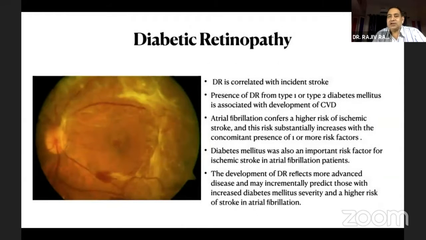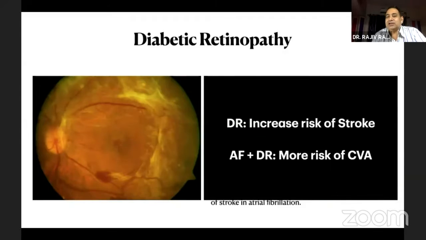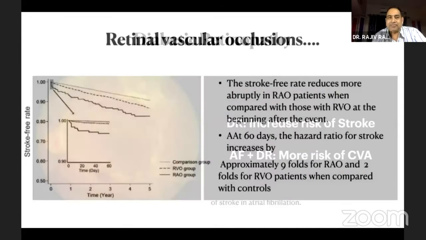Diabetic retinopathy, again, there are a lot of studies which have shown it is correlated with incident stroke, both in type 1 and type 2 diabetes. And atrial fibrillation is also a very important risk factor. If a person has both atrial fibrillation and diabetic retinopathy, there is a much higher risk of CVA as compared to those who have only diabetic retinopathy.